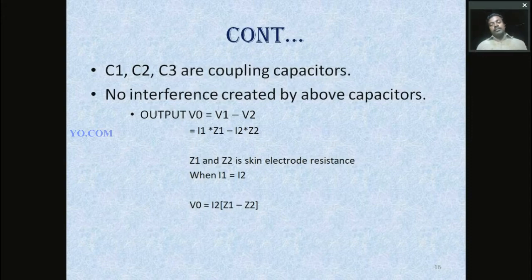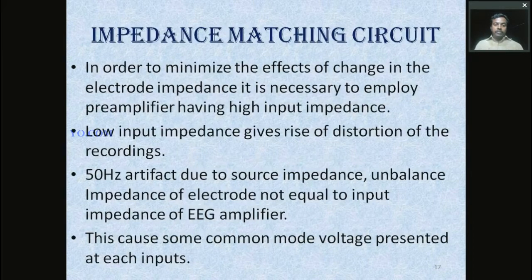Z1 minus Z2. So this is a differential amplifier. If I1 and I2 are the same current, when both inputs have the same current, the output voltage is the difference of the two input voltages. This is a differential amplifier.